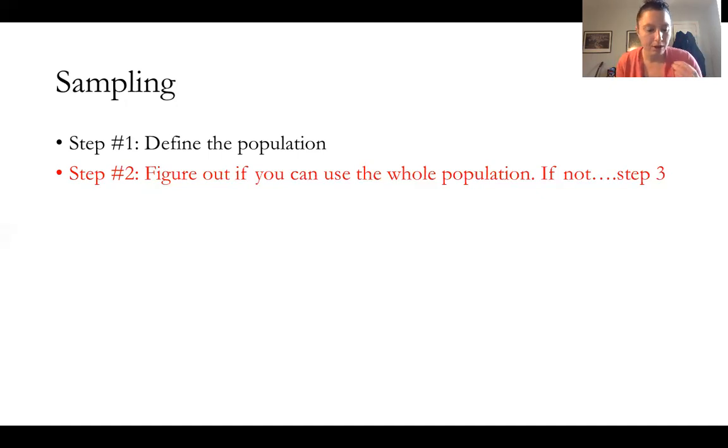Here's another example. If you are interested in coding the media for media bias, do you have to sample? Yes, you do. The media is way too big for you to actually analyze all of it. Okay, so if you don't have to sample, don't do it. But if you do, then you go to step 3.